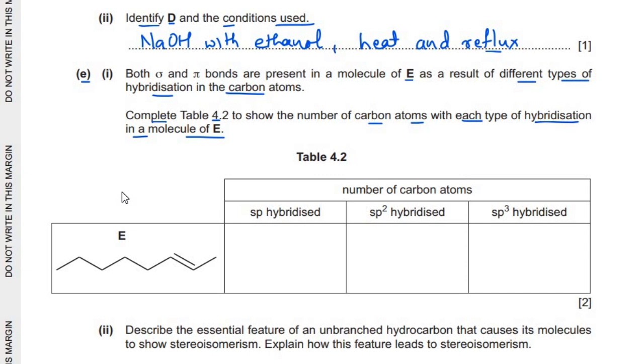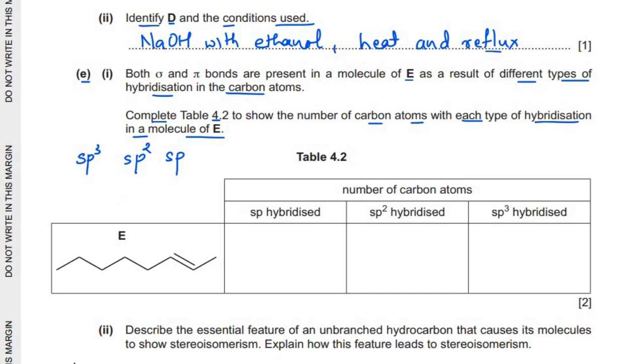Now let's clarify here that if a carbon is carrying single bonds, then it is sp3 hybridization, meaning a carbon has 4 single bonds, then that carbon is having an sp3 hybridization. Now if a carbon carries a double bond, then the hybridization is sp2, and if a carbon carries a triple bond, then the hybridization is sp hybridization.